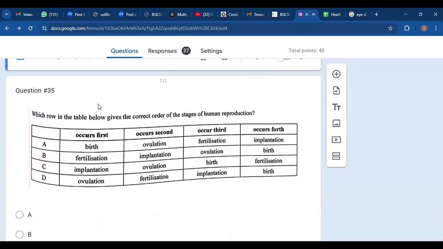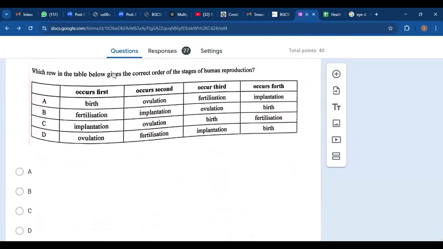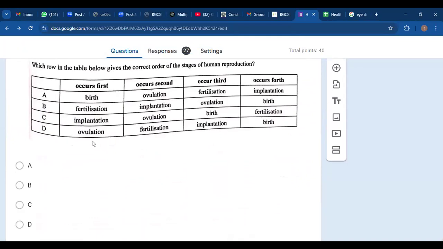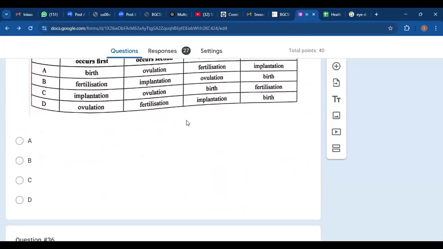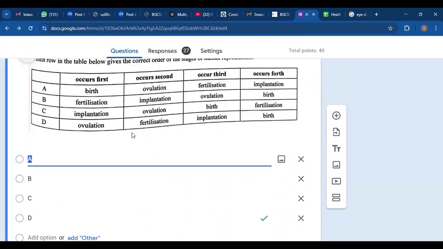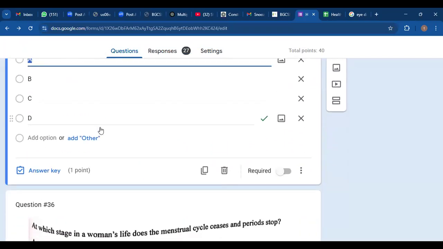Number 35. Which row in the table gives the correct order of the stages of human reproduction? Certainly not birth. It can't be A. It's going to be D. Ovulation, then fertilization, then implantation, and then birth. That's correct. It is D.